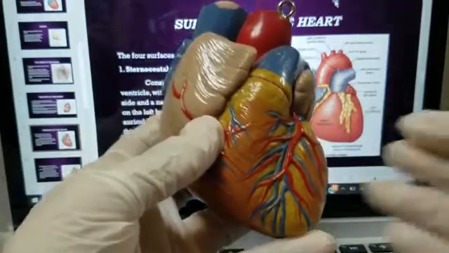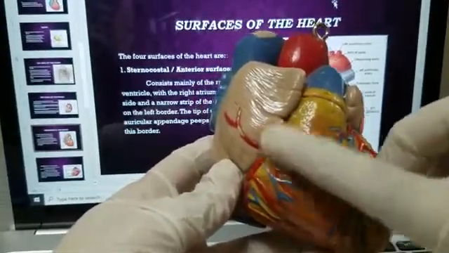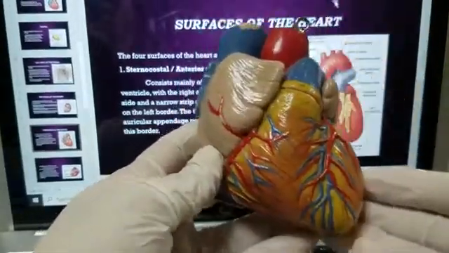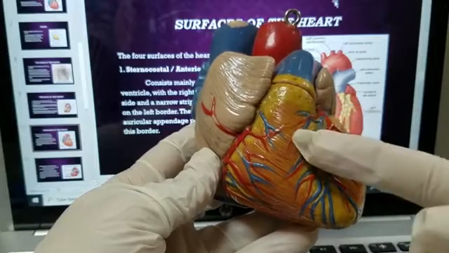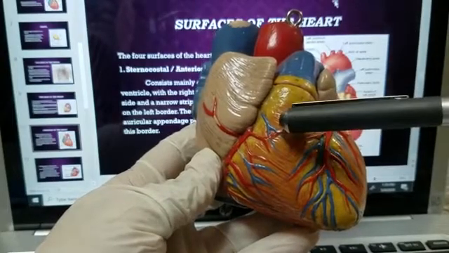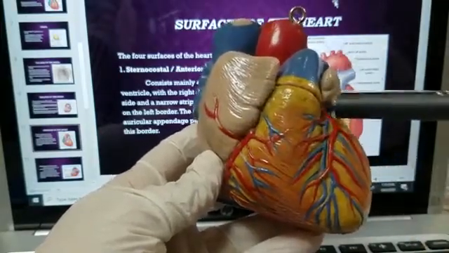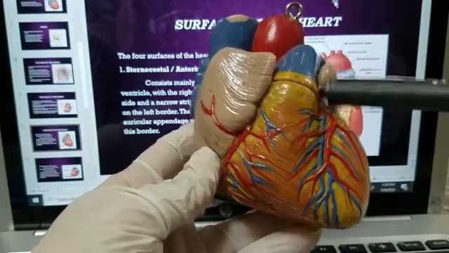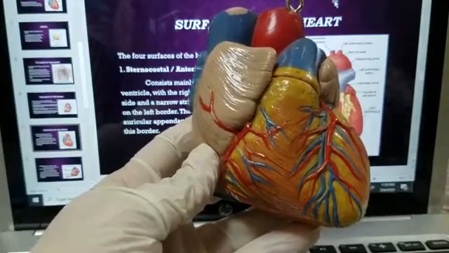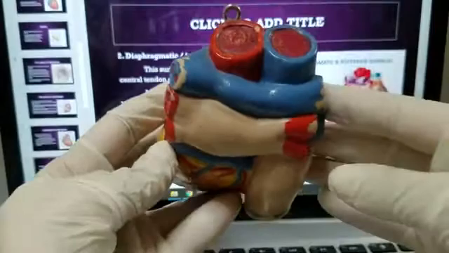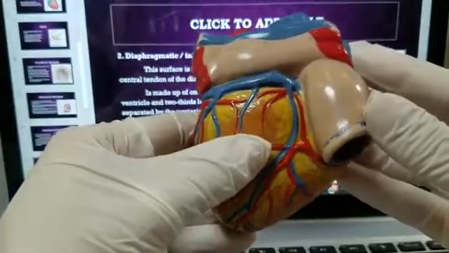If we talk about the sternocostal surface or the anterior surface, this surface mainly consists of the right ventricle. All of this, what we can visualize, is forming the anterior or the sternocostal surface. But the main part is formed by the right ventricle. It also has some contribution of the right atrium on the right side. A narrow slip of the left auricle is also visualized, and some of the left ventricle is also seen in this surface.